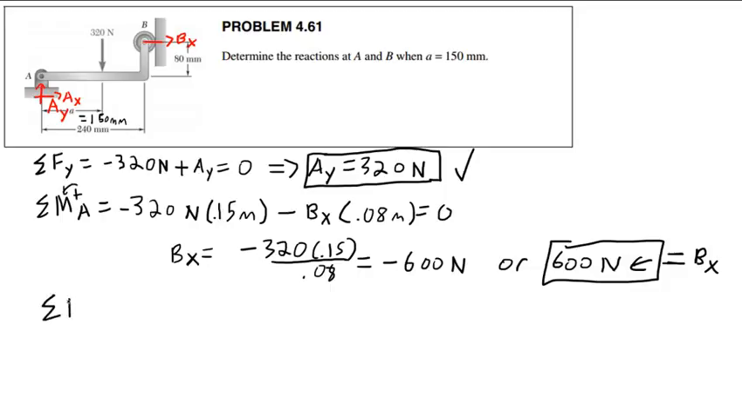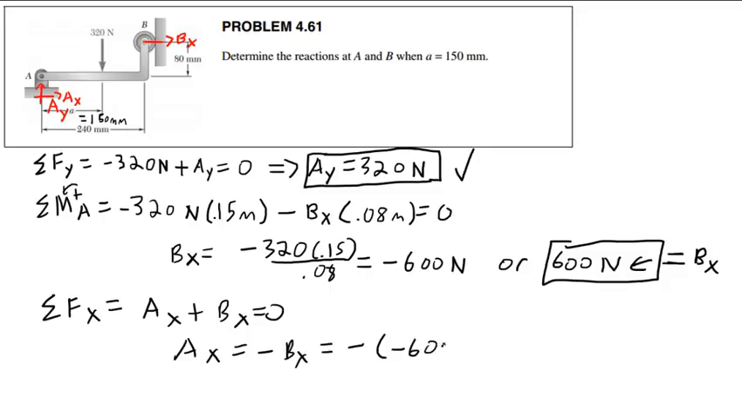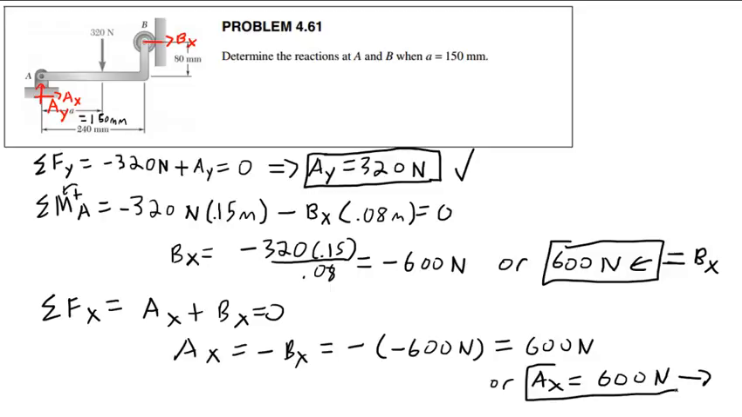go, all right, sum of forces in the X direction is equal to AX plus BX equals 0. AX equals negative BX, which is equal to negative 600 newtons, or positive 600 newtons, or AX equals 600 newtons to the right. I could also interpret this one as AY equals 320 newtons upward.